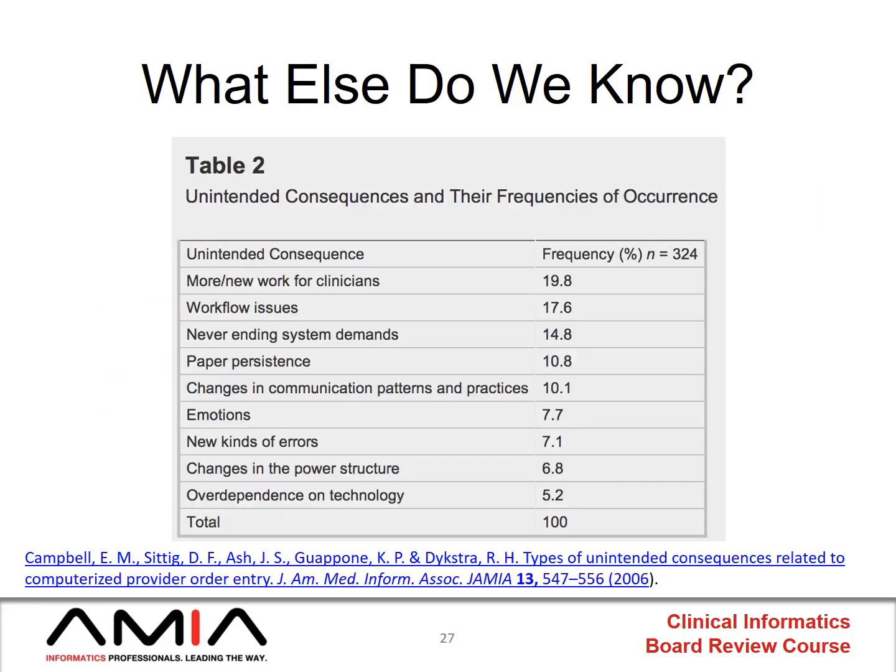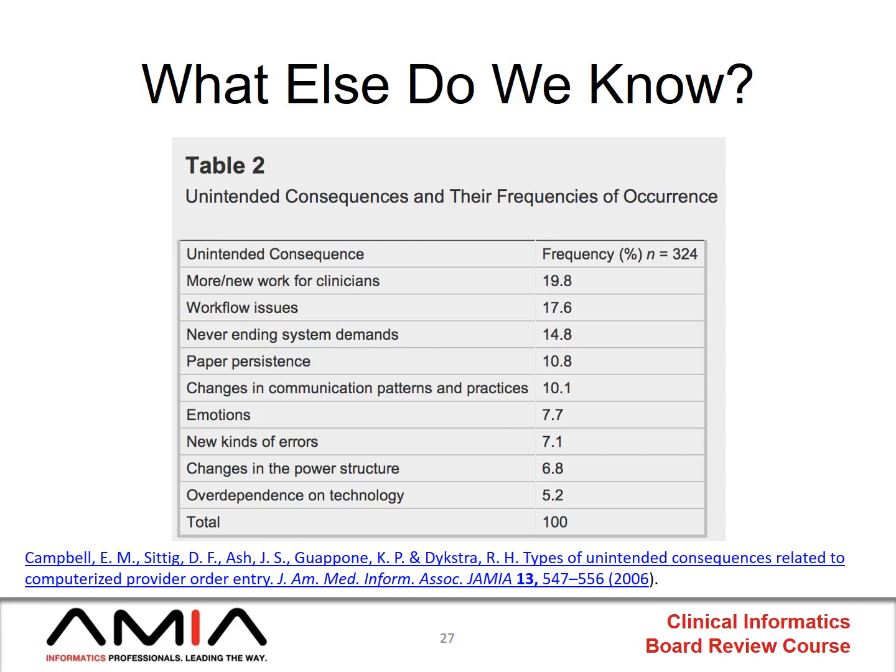And the counterpoint to all this is that we are also aware of this new category of woes, this new category of errors called unintended consequences. And these were initially described by the group from Oregon Health Science University, Emily Campbell, Dean Sittig, Joan Ash, and the rest of the team here, back in 2006. And they noted, this was from a qualitative study, they looked at the types of unintended consequences related to computerized provider order entry. And there's a lot in here.